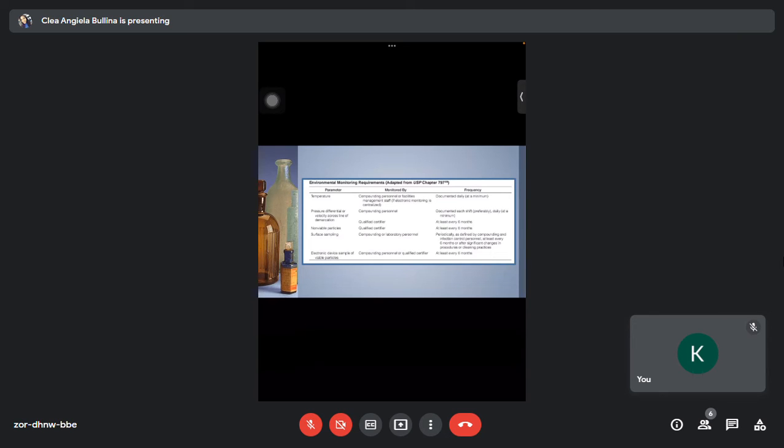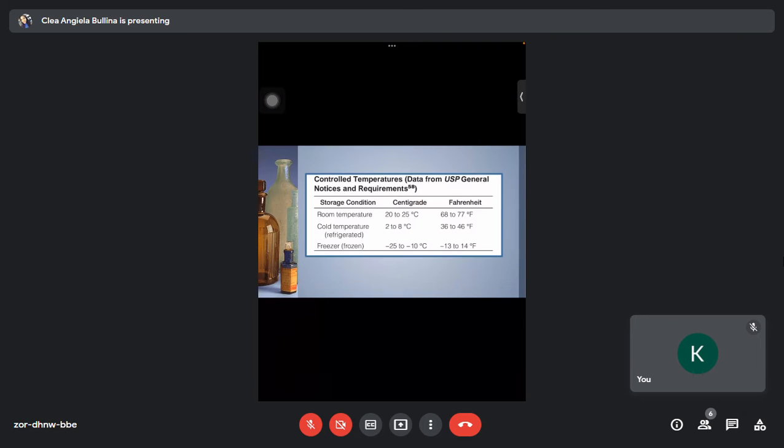Okay? How about the electronic devices? Sample of viable particles. It can be monitored by the compounding personnel or a qualified certifier at least every 6 months. Okay? So, those are the different environmental monitoring parameters with its frequency and personnel involved in its monitoring.